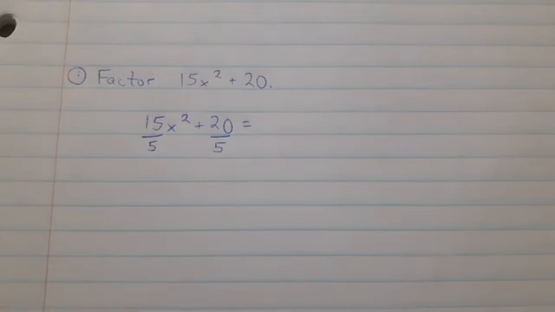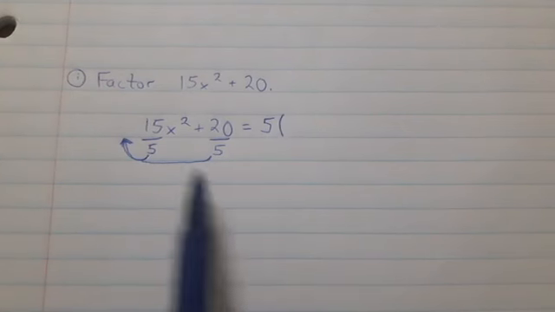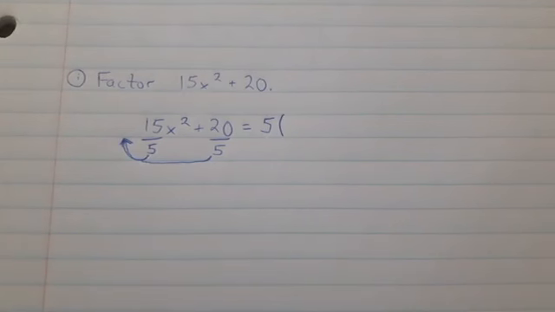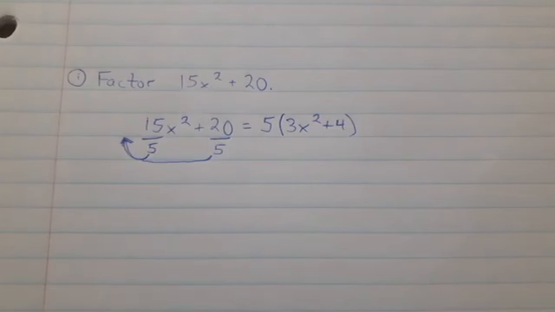Remember, we're going to do the opposite of distributing here. Instead of multiplying into the parentheses, we're going to divide that 5 out in front of parentheses we're going to create. First, we write 5 since that's our GCF. We always write our GCF first in our answer. Now we just have to do our division. 15x squared divided by 5 becomes 3x squared, and 20 divided by 5 becomes plus 4. That means 5 times (3x squared plus 4) is our final answer.